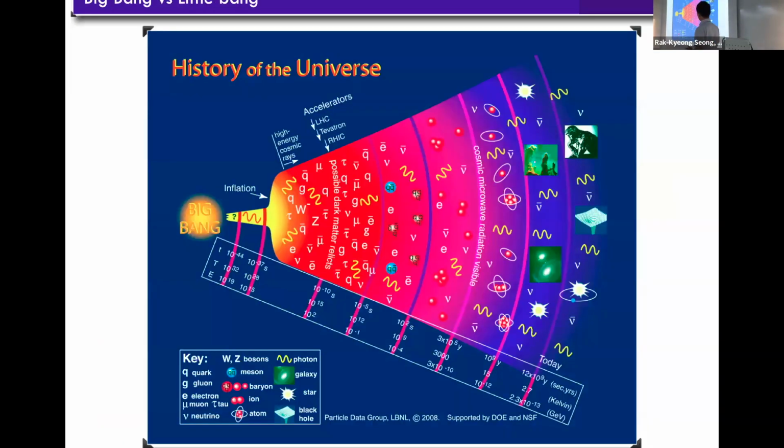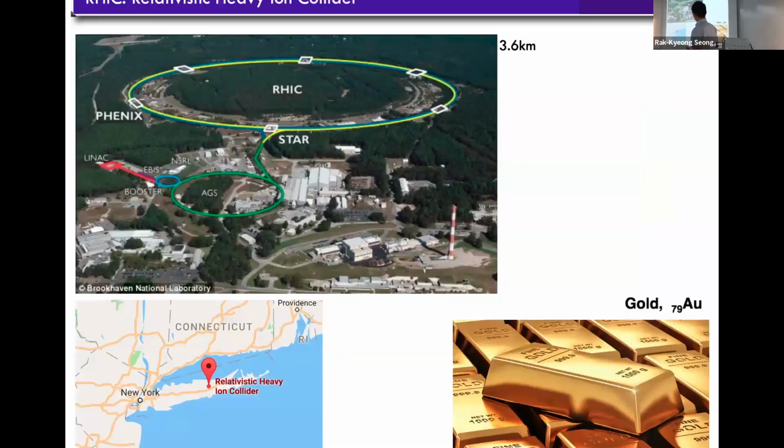Not in the history of the universe, we already had that area. So right after the Big Bang, it's a very hot place. So then we already had a quark-gluon plasma phase. But as time goes on, it cools down, then we see the hadrons. Okay, but on Earth, we also can make the quark-gluon plasma state.